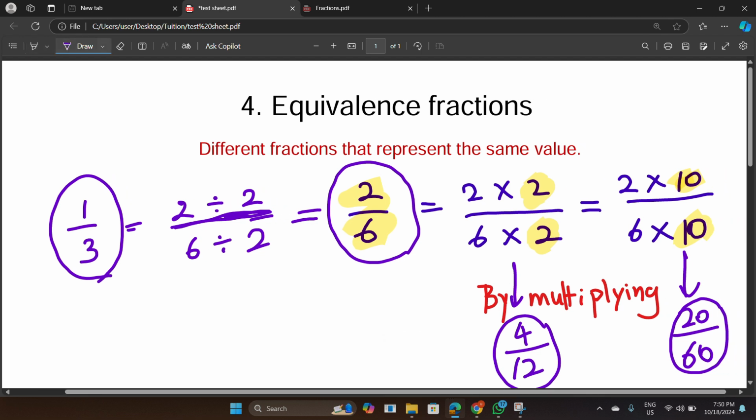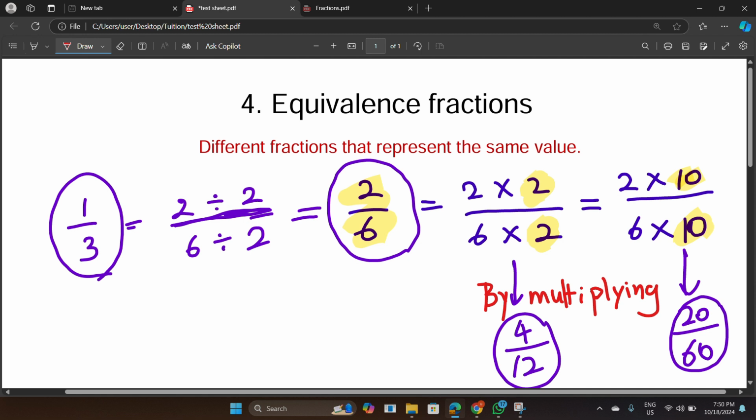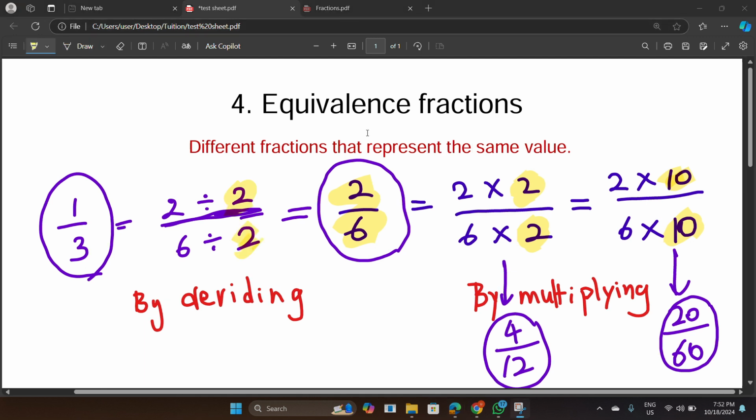So what are the methods by which we can obtain equivalent fractions? By multiplying and by dividing. This is how we obtain equivalent fractions, by dividing or by multiplying both numerator and denominator by the same number.